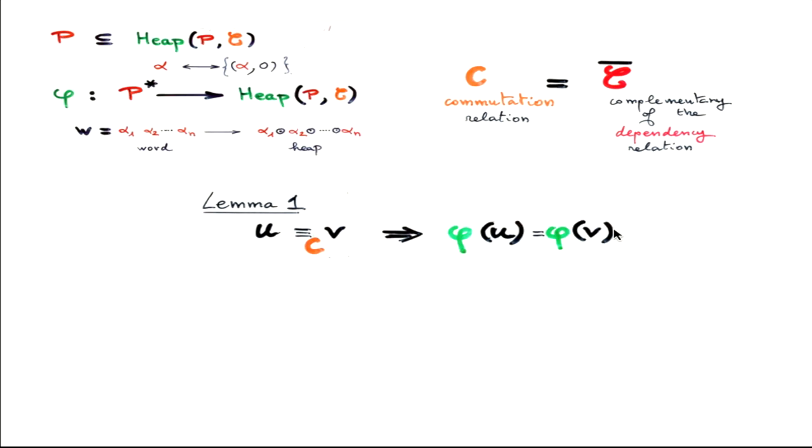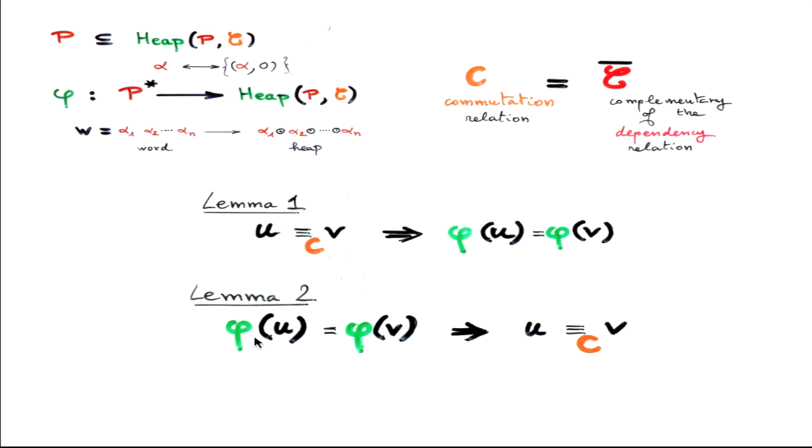This is obvious, because suppose the pieces fall down one over another, when 2 pieces are not in dependency, then you can commute. If you put A and B, it's the same as putting first B and then A. But the reverse is true. If 2 different words of the free monoid give you the same heap, then you can go from one word to the other by just applying the commutation relation. So proof in the next section.